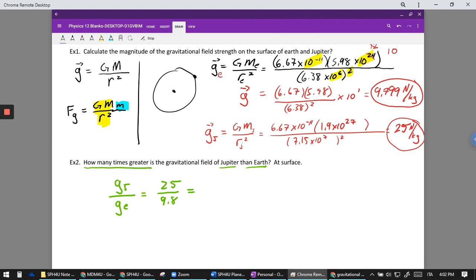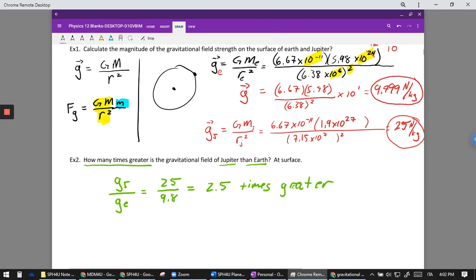And so it's around 2.5 times greater. Okay, there's a little E in there. There you go. Times greater. That's how you do one of those how-many-times-greater problems.